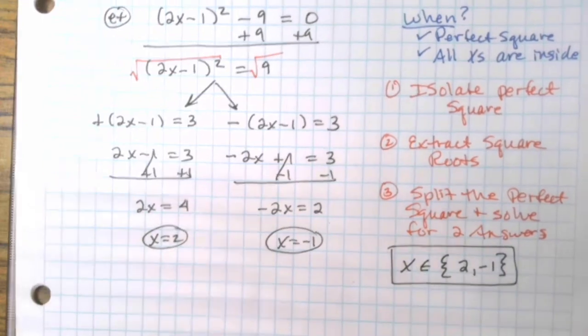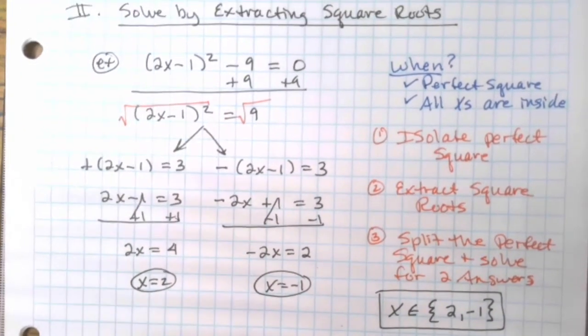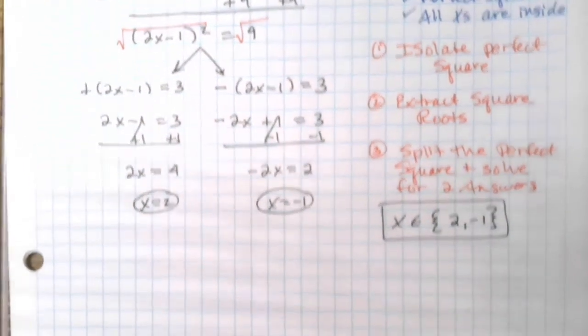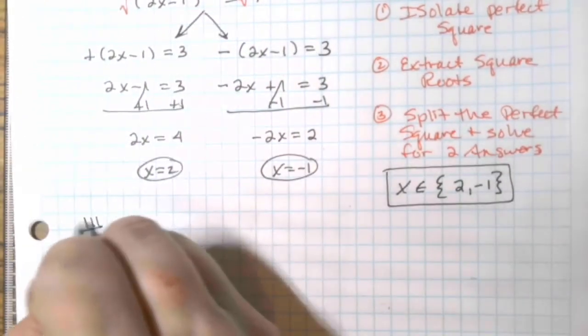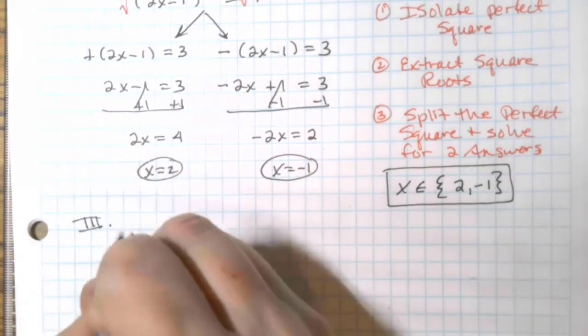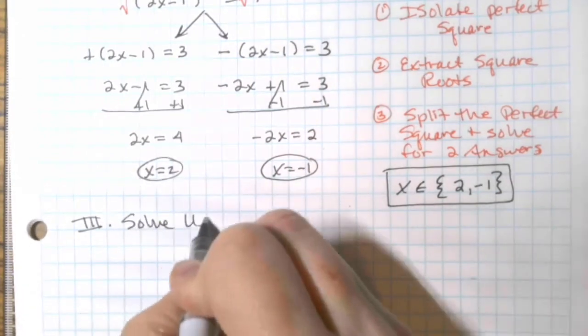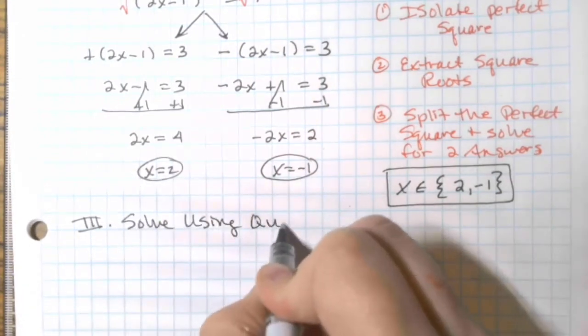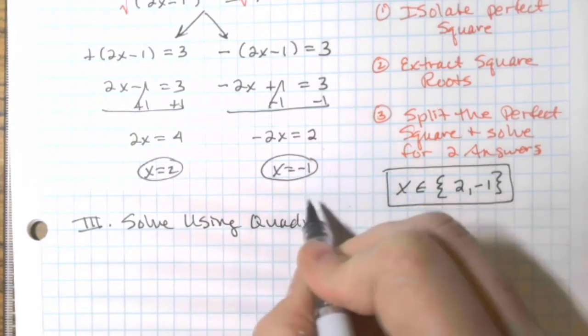That is solving by extracting square roots, which we have practiced, but it's been a little while. All right, the last one we're going to review on the notes today, Roman numeral 3, is solve using the quadratic formula.